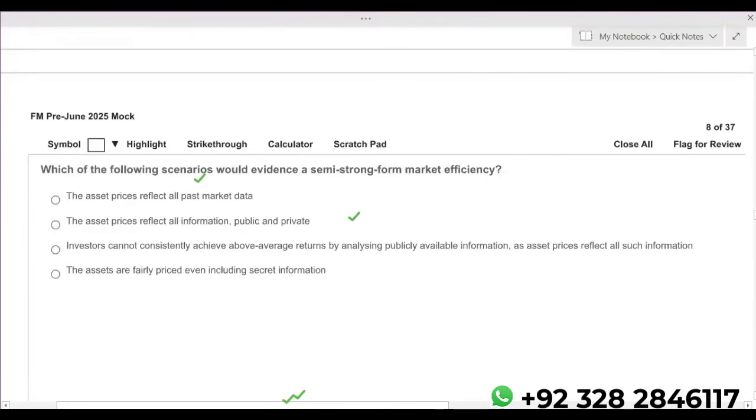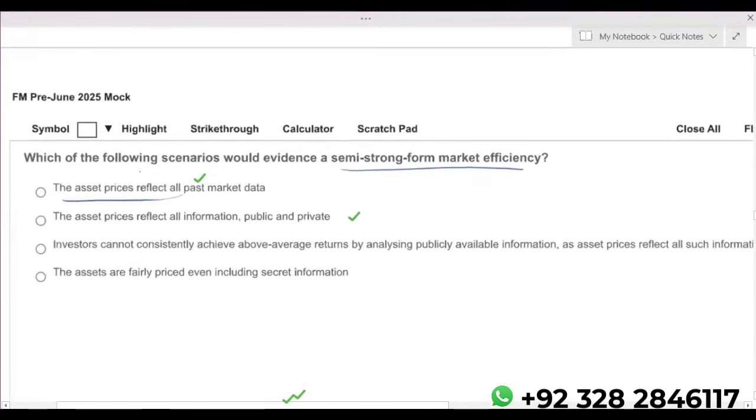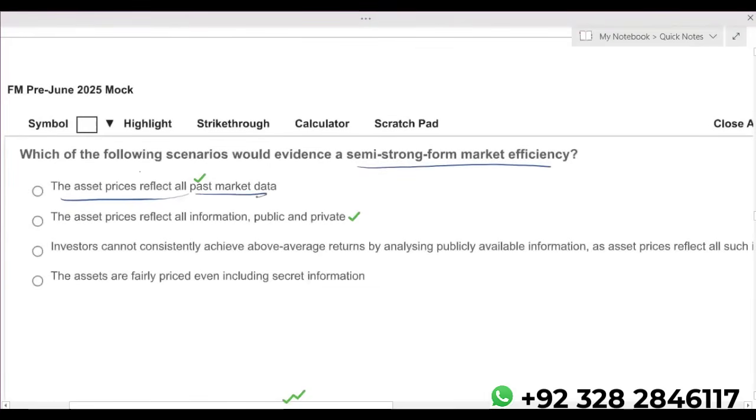Which of the following scenarios would evidence a semi-strong form market? The asset prices reflect all past market data. Can I say that represents the weak form? Number 1 is false. It actually represents the weak form. The asset prices reflect all information, public and private. Can I say that is false? It is actually representing the strong form efficiency.